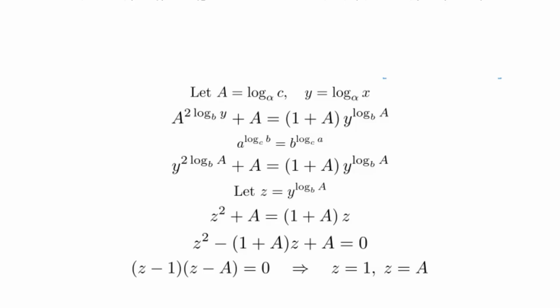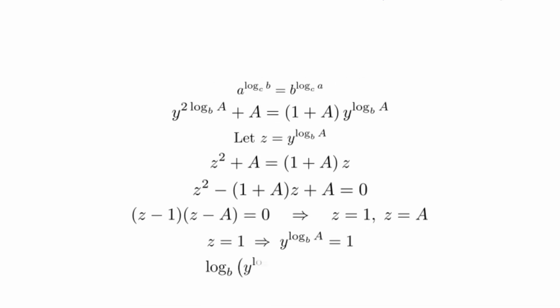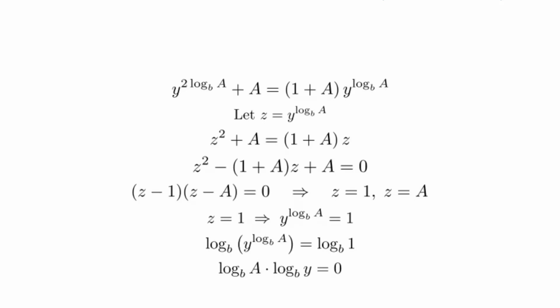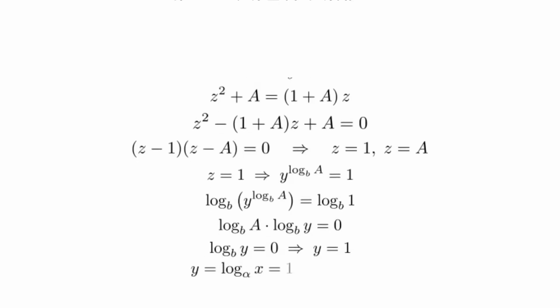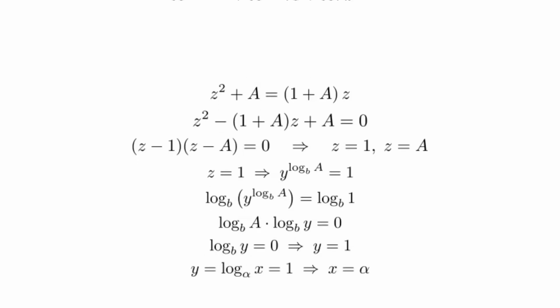Then y to the power log base b of a equals 1. Take log base b of both sides. That gives log base b of a times log base b of y equals 0. Therefore, log base b of y equals 0, so y equals 1. Then log base alpha of x equals 1.